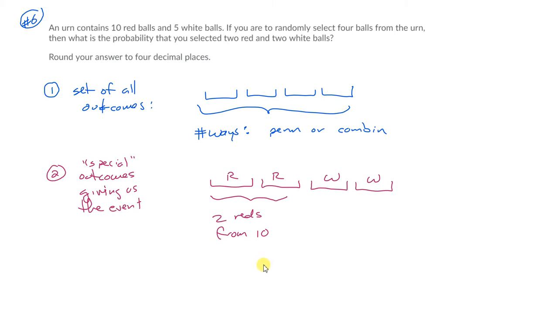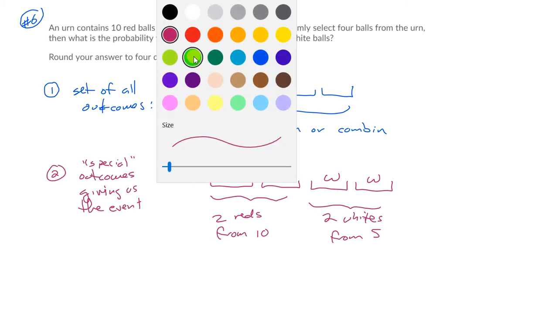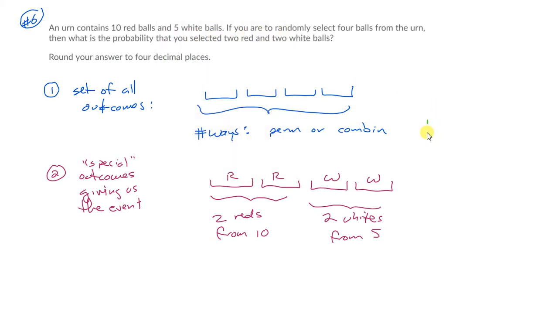Does the order matter? Think about whether the order matters or not. It doesn't matter what sequence you pick the reds. I need to pick 2 whites from how many white balls? Looks like 5. And again, remember the set of all outcomes, remember the probability of an event is equal to what? The number of ways for the event to occur divided by the number of ways for anything to occur.